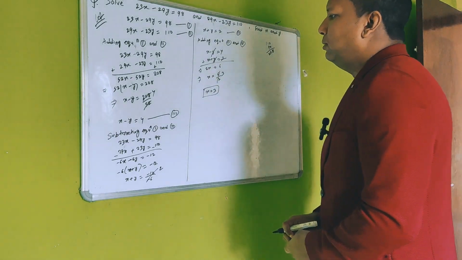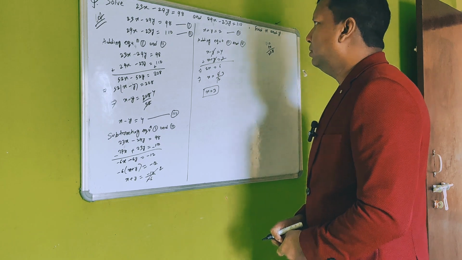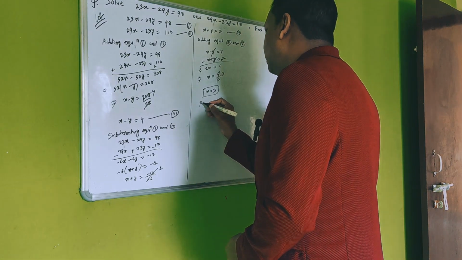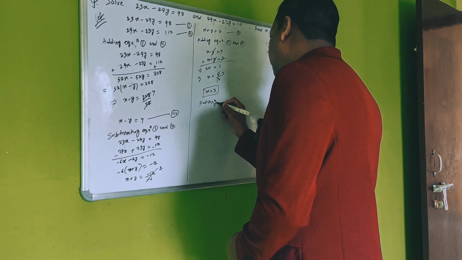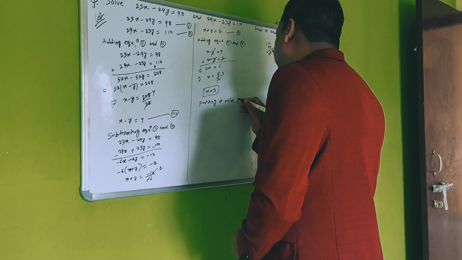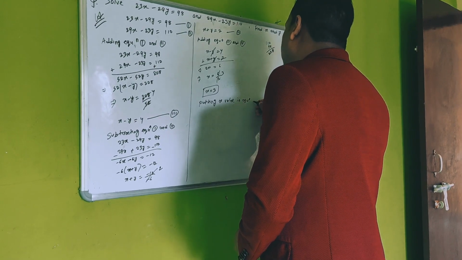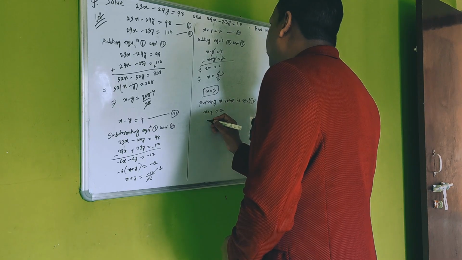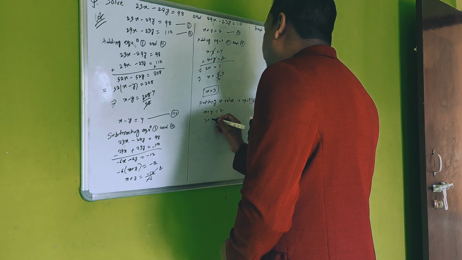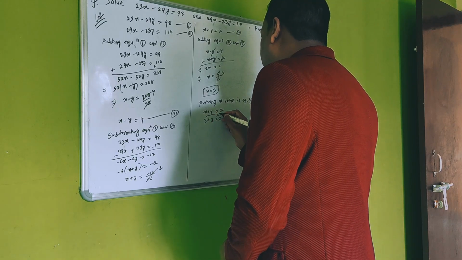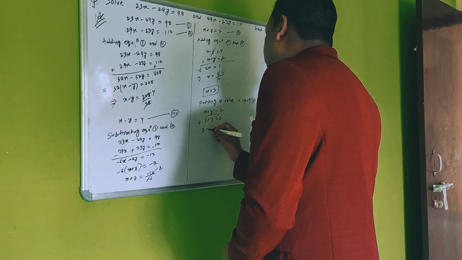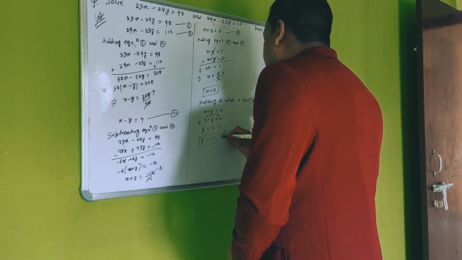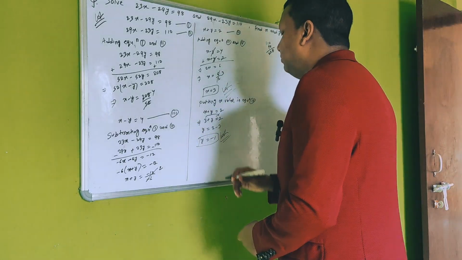After that, you can put this x value in any of equations 1, 2, 3, or 4, then you can get the y term. So putting the x value in equation 4: x plus y equal to 2. The x value is 3, so 3 plus y equal to 2. Moving 3 to the right side, y equals 2 minus 3, and 2 minus 3 is minus 1. And this is the answer. The x value is 3, the y value is minus 1.